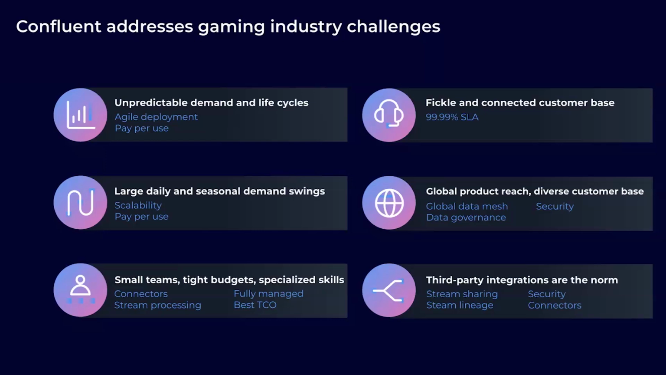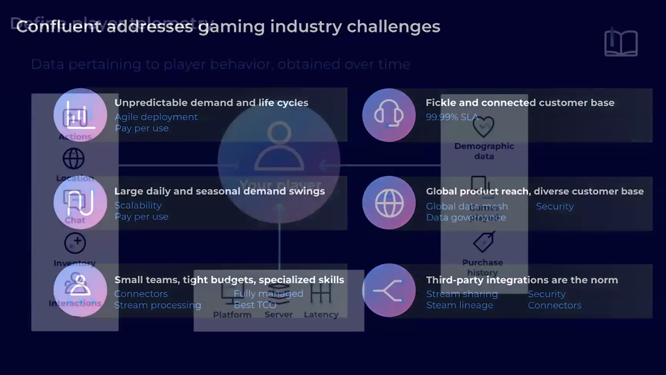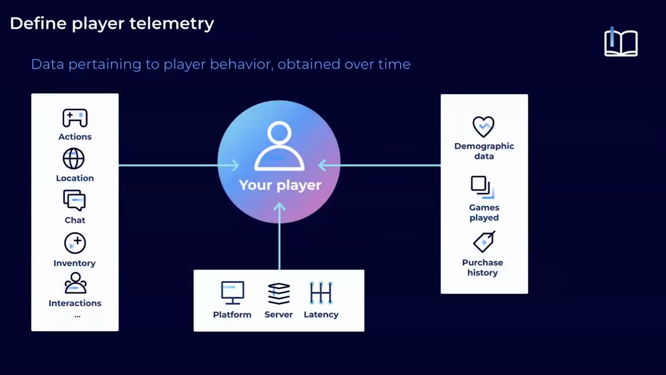So that fickle connected customer base, 4 nines SLA for Confluent services, that global product reach, we can mesh clusters across geographies, across AWS regions. We have best in business or best in breed security and data governance. And then again, those third-party integrations. We have features such as stream sharing, stream lineage, security, and connectors that are going to make those integrations as easy as possible.